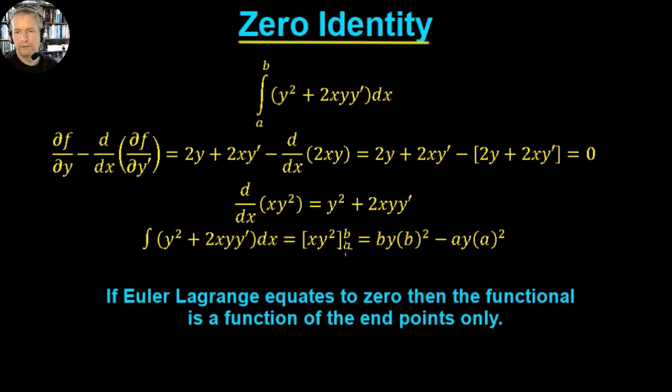So whenever we put the values for a and b in for our x, then we're just going to have b y of b squared minus a y of a squared. So that tells us here that if the Euler-Lagrange equates to exactly 0, then the functional is a function of the endpoints only. You can see these here are simply the endpoints y of b and y of a. So it's going to be b and y of b, and a and y of a. So we've got a function purely of the endpoints.